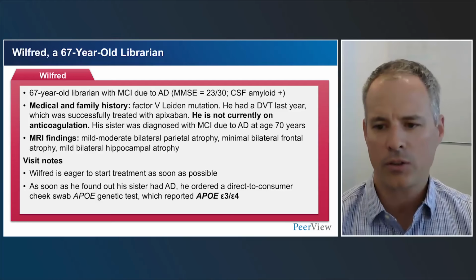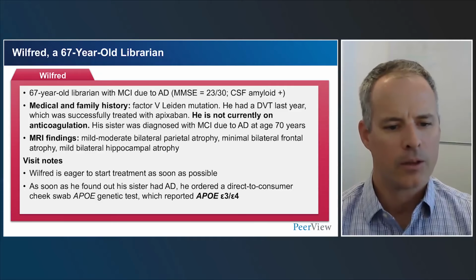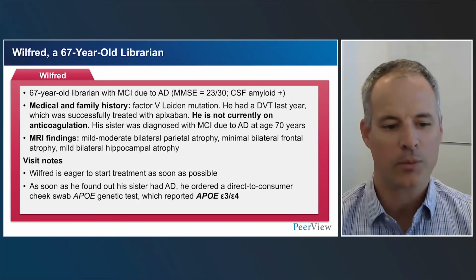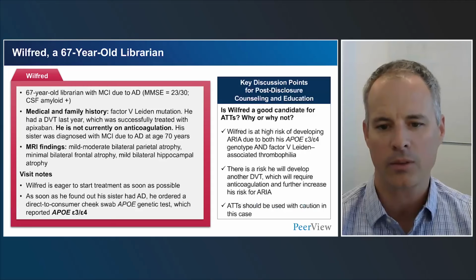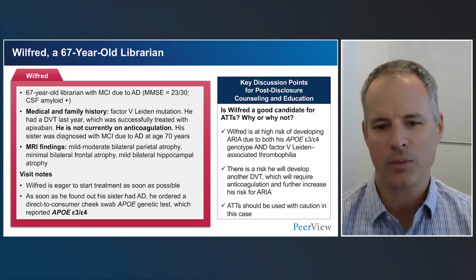So he's very eager to start these anti-amyloid therapies. And as soon as he found out his sister had AD, he ordered a direct-to-consumer cheek swab APOE test and found he was a 3/4 heterozygote. So, is he a good candidate for ATTs? Why or why not?